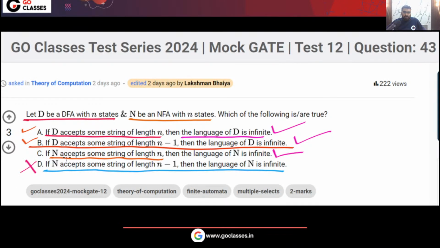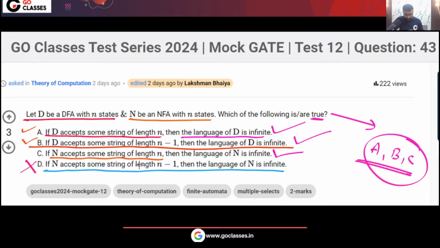I hope you understood. So for this question, which statement will be correct? Which statement is true? The answer will be A, B, C. These are the correct statements. Okay? Is this clear? Please tell me. Is this understood?